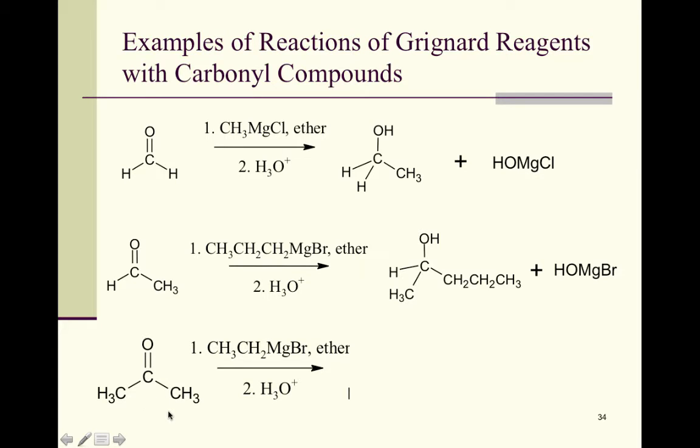Ketones, when they react with Grignard, we get a tertiary alcohol. We started off with 3 carbons in our carbonyl compound, 2 more here, so we have a total of 5. 1, 2, 3, 4, and then we also have our CH3 here. This is an example of a tertiary alcohol being formed by a ketone.